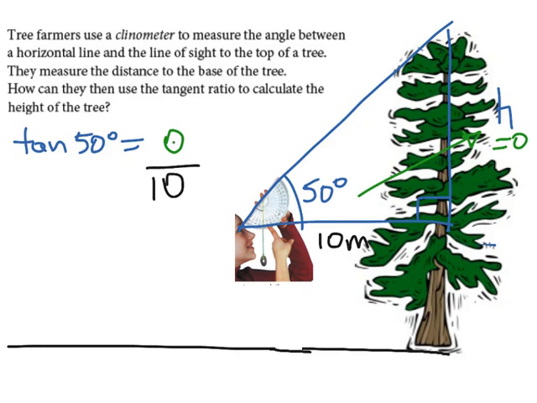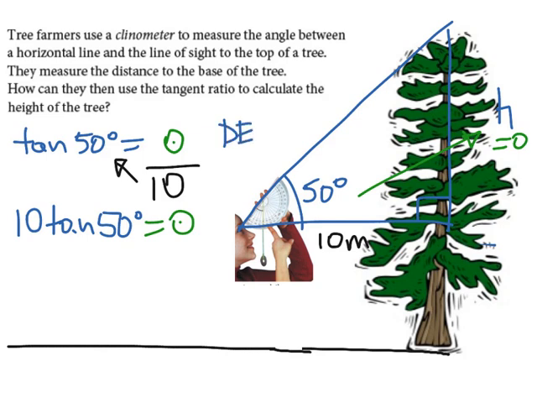So again, we're looking for the opposite side. We would cross multiply, and we would get 10 tan 50 is equal to the height of the tree, or the opposite side. This is our opposite side from the eye, or from the 50-degree angle. Using your calculator, and make sure you are in degree mode, our value for this height of the tree is 11.9 meters.